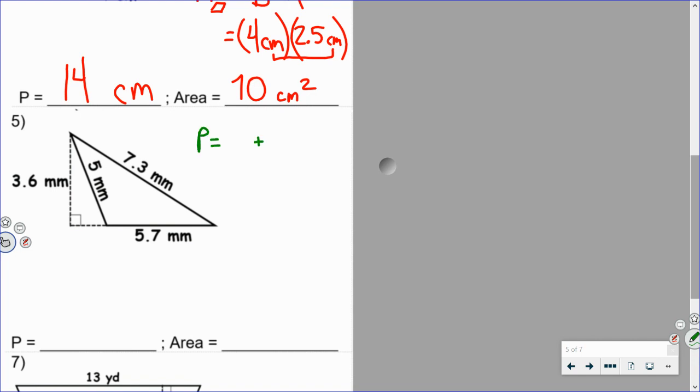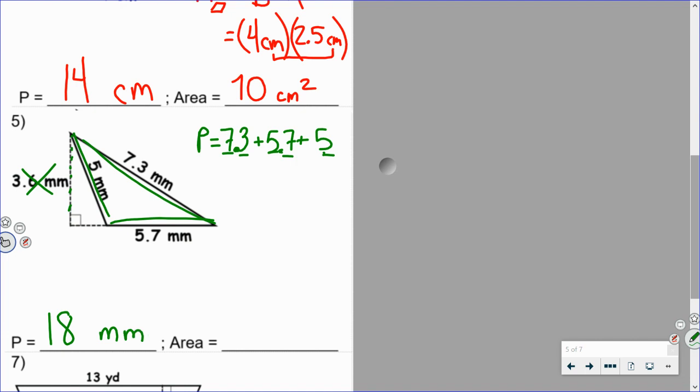For any perimeter, we're still adding up edges. Big difference, there's only 3 edges here, but a similarity, there's this dashed measurement over here that's not actually a part of that triangle. So let's go ahead and add 7 and 3/10, 5 and 7/10, and 5. If we were to add those together, 5 and 5 makes 10, and 7 is 17, and another whole would be 18 millimeters.